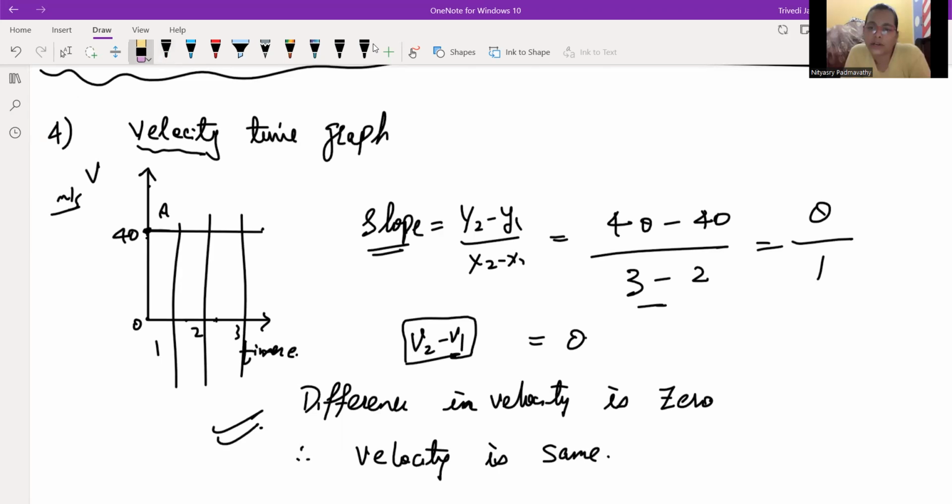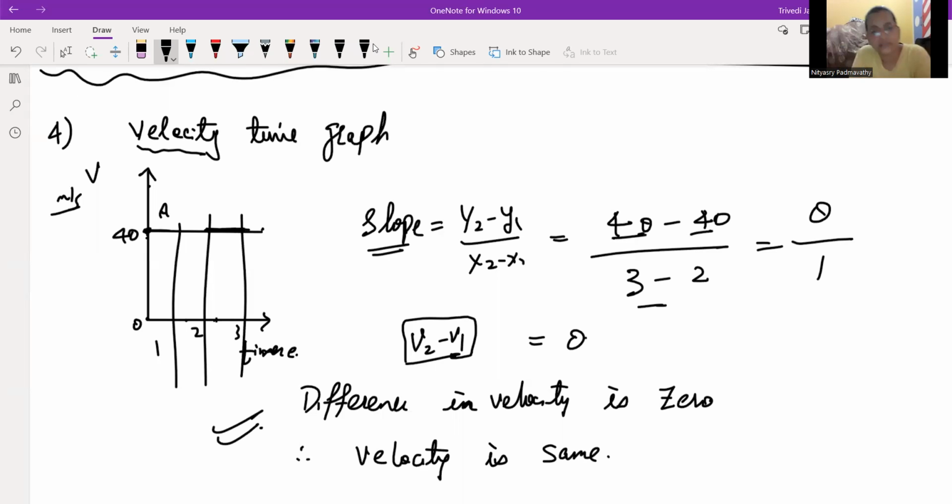Sir, then why do you do 40 minus 40 by 3 minus 2? Because at this point, if I'm taking 3 minus 2, what is the final velocity? 40. What is the initial velocity? Again 40. It is not changing, so it is zero acceleration. This point is on the 40 line, so the difference is 0. There is no change in velocity here.